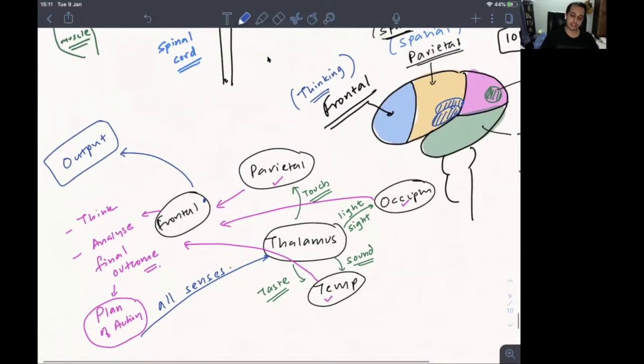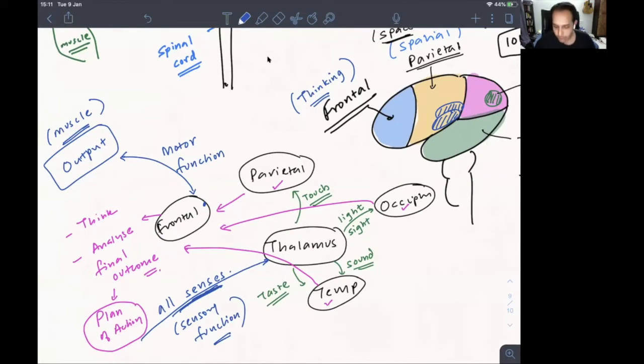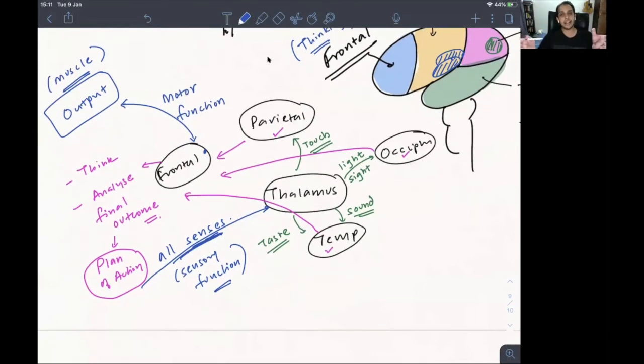Okay, so it is the role of the frontal lobe to ultimately control output. And as we discussed, your output means your muscle action. So that means that your frontal lobe is what will control all your muscles, and that is called motor function. And the capacity to sense is called sensory function. So your brain has two main functions. One is sensory function and one is motor function. The sensory function will go to the thalamus, and the motor function, your frontal lobe is responsible for. Okay. Now, this is the overall idea of what the brain does.